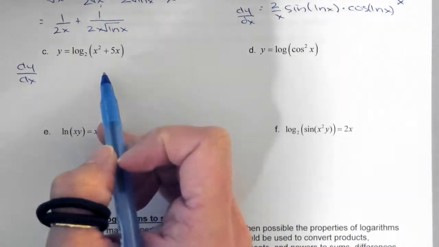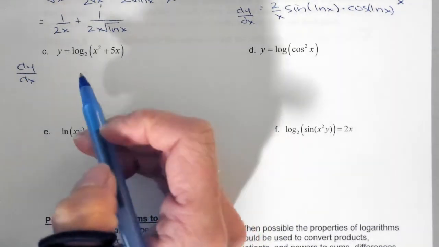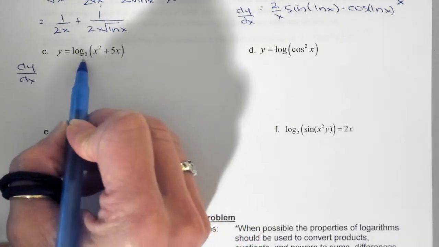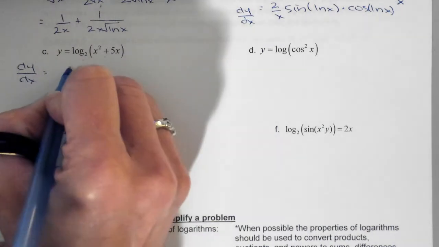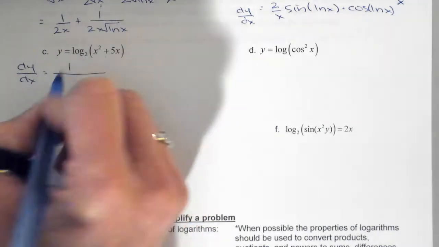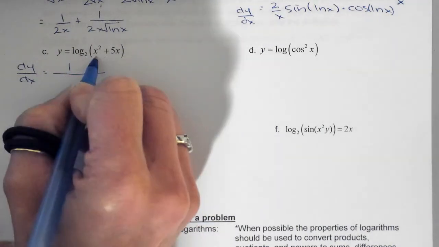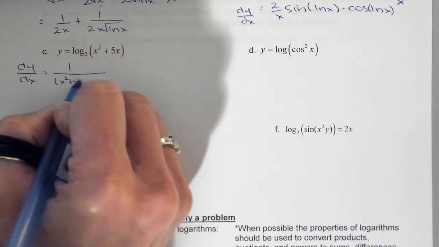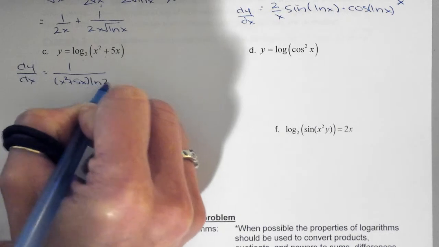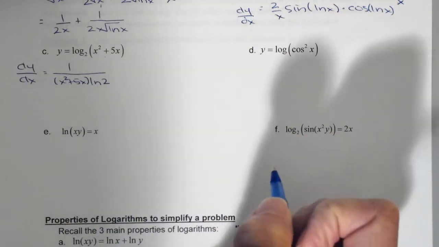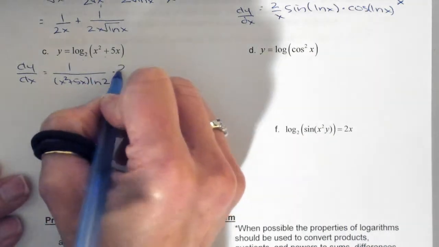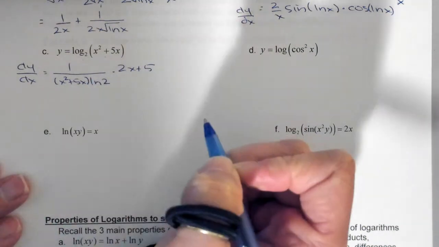Okay, so when I look at the rule, it's 1 over whatever I'm taking the derivative of times the natural log of the base. So let's deal with that first. We've got 1 over what we're taking the derivative of, so it's x squared plus 5x times the natural log of 2. Okay, that's just the rule. And then the chain rule that I have to deal with is the derivative of what's on the inside. So this is 2x plus 5.